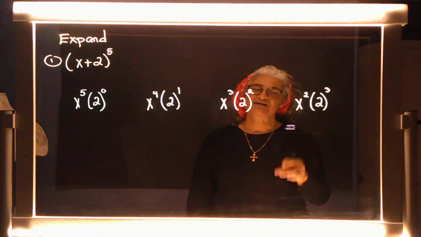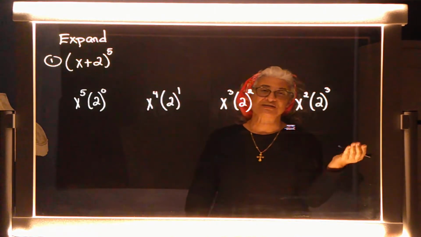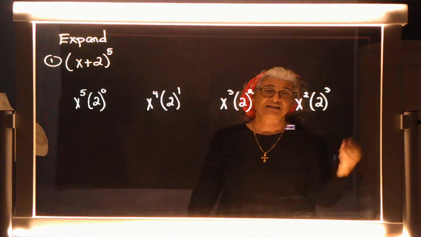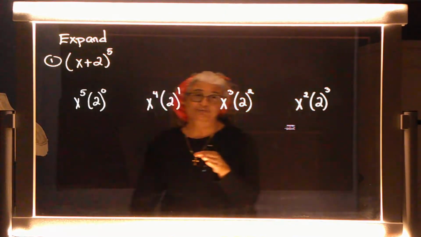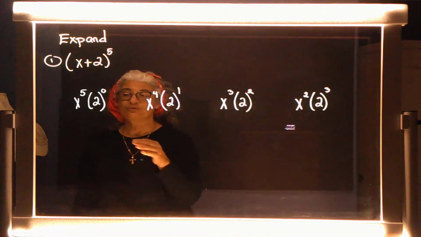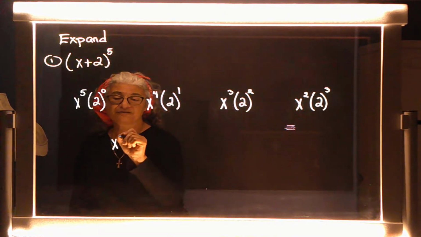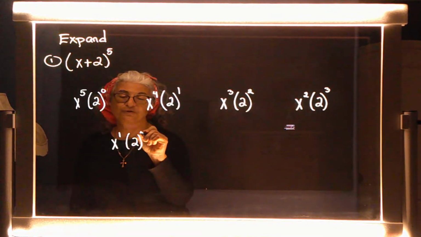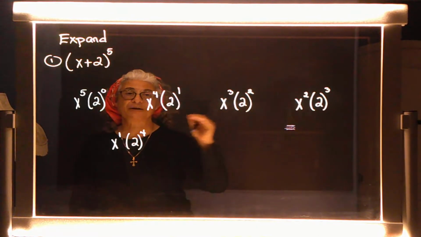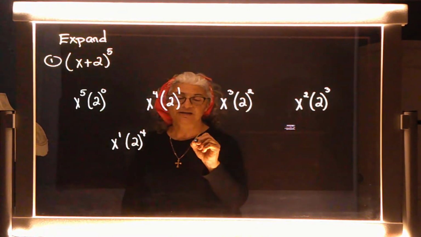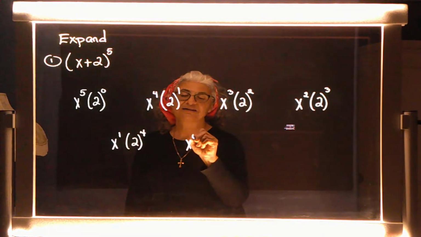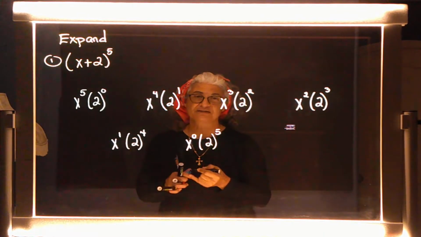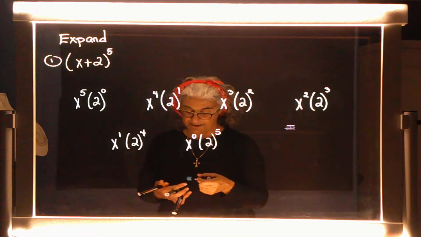How do you know when you're done? Remember, you have to end up with x to the 0, because x's are going down from 5 to 0. I just ran out of board space here, so I'm going to write it down here. So next, we have x to the power of 1, and 2 will be to the power of 4, good, because the 2's keep going up by 1. Their powers keep going up by 1. And we finally get x to the 0 and 2 to the power of 5. Great. Are we good? Okay.